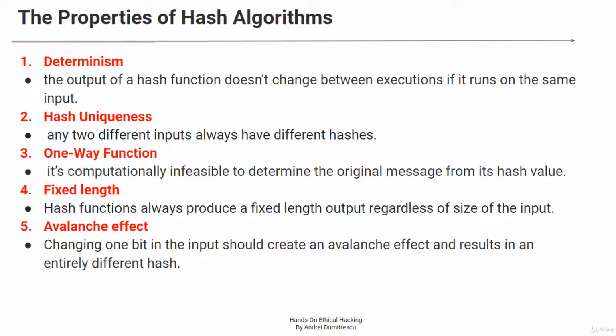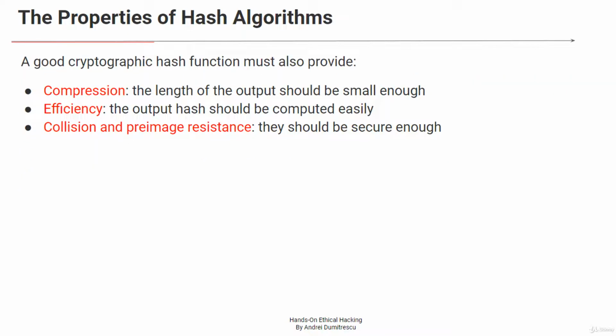These 5 properties we've just discussed are the most important ones of any hash function. A good cryptographic hash function must also provide compression, efficiency, and collision and preimage resistance. Compression means that the length of the output should be small enough. Efficiency means that the output hash should be computed easily enough in terms of time and hardware resources. And collision and preimage resistance means to be secure enough.